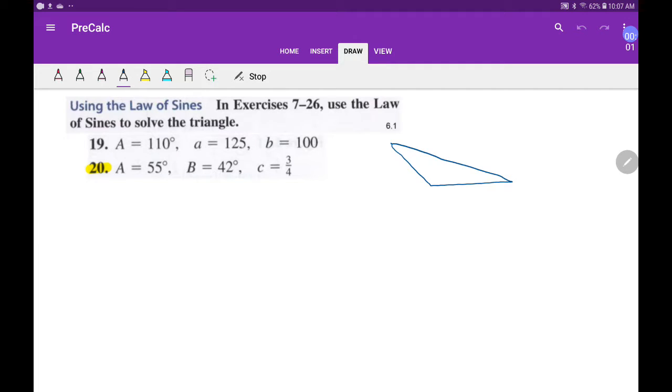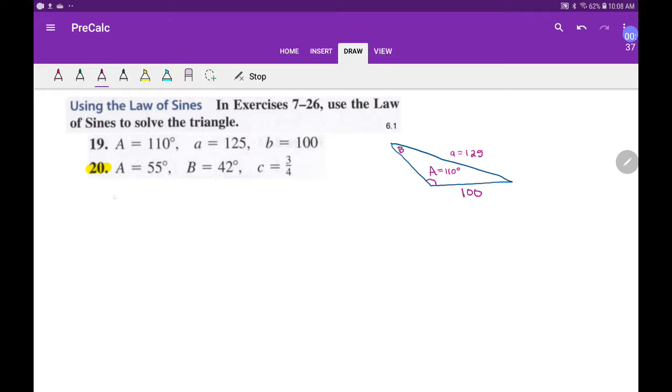We're going to use the law of sines to solve this triangle, and I tried to draw a 110 degree angle. This is A, right? And here's A over here. And then let's see, I guess what looks most likely. I suppose this could be B over here, and it opens up on 100. A is equal to 125. And angle A is equal to 110 degrees.